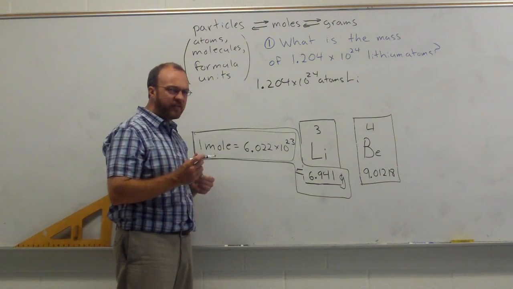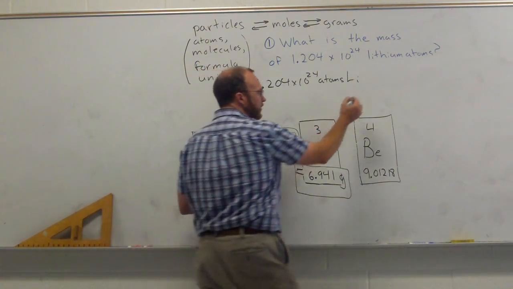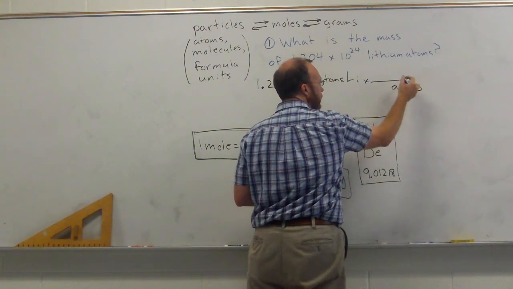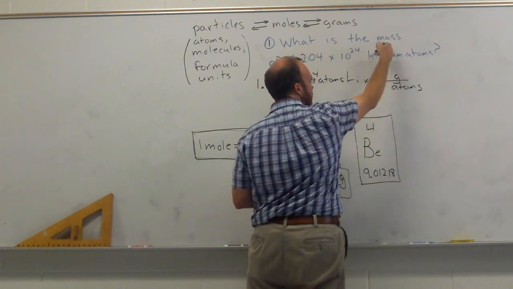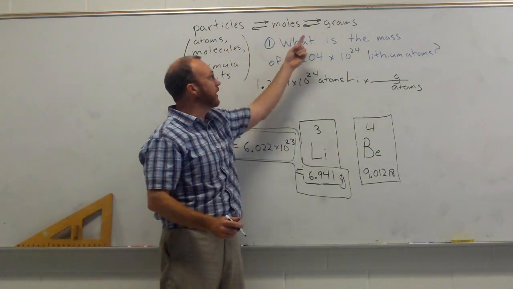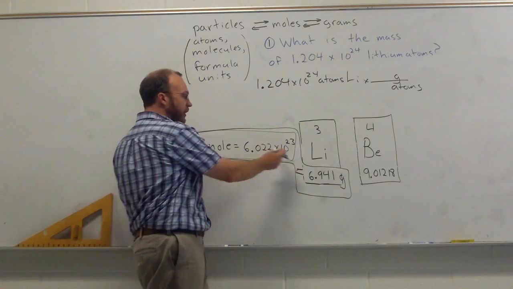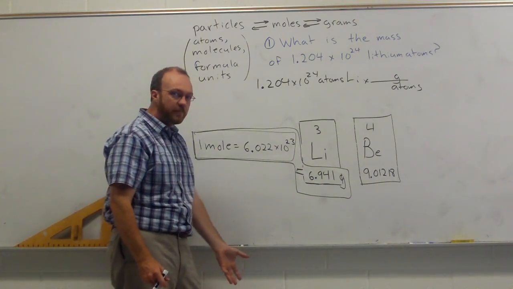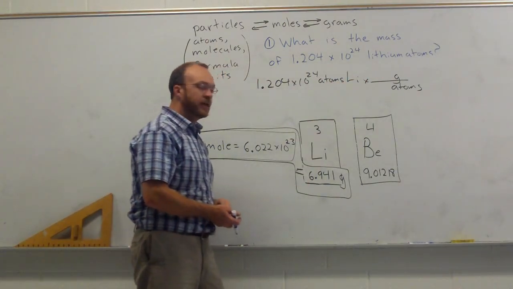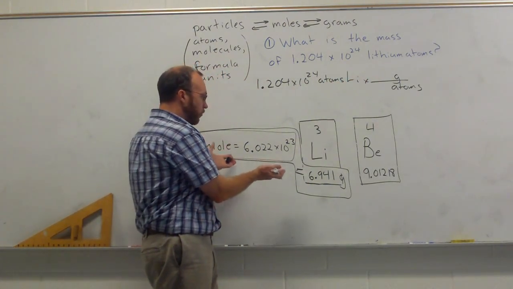Well, why is that helpful? Because in this case, I want to get rid of atoms, and I really want to get grams, the mass. Before, I had to go through an intermediate step. But if I realize that all these things are equal, I can skip that intermediate step, and I can go straight from atoms to grams. Here's how we do it. We look at what's equal.